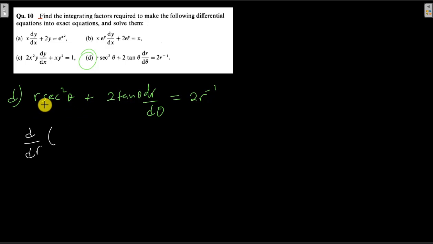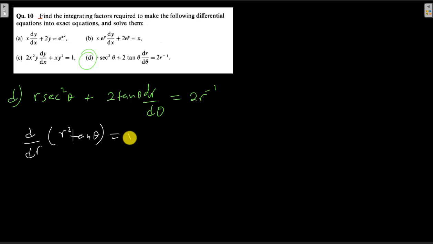So look at this. This is sec squared theta, which is the derivative of tan theta. So I guess our exact differential should have tan theta inside it, because that gives us the sec squared theta. Also we have r. I'm not sure whether that's a good idea. Okay, here we have 2. Where did this 2 come from? Probably this was r squared. So this may not be the exact differential, but at least it may be close. So let's try that out and see.